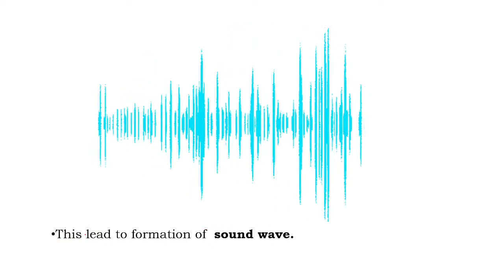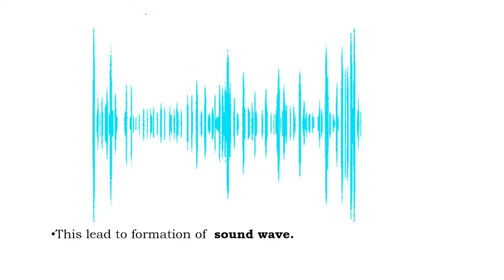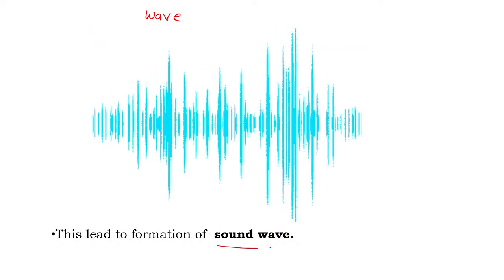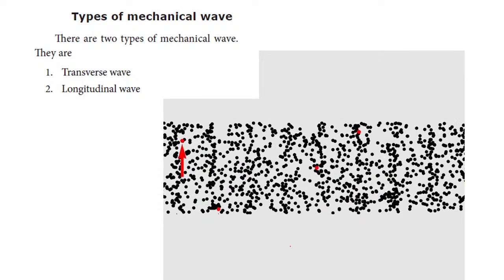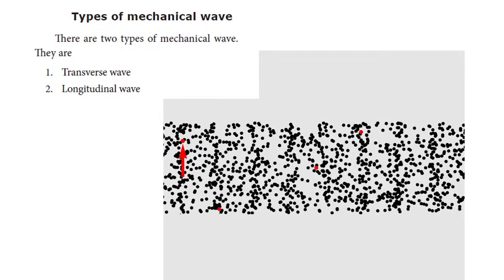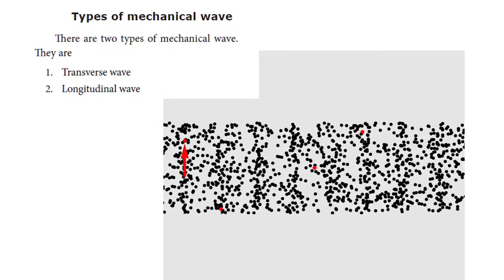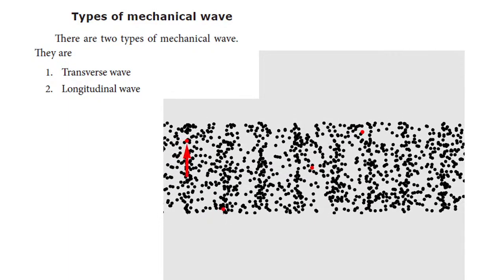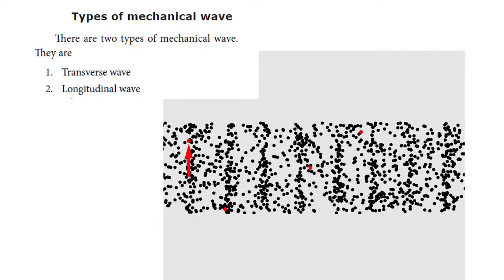So we know how sound travels from one place to another in the form of a wave. And what do we call it? We call it a sound wave. As I already told you, we call it a sound wave. Now there can be two types of sound wave. Depending on how the air molecules move, the pattern they create, two different types of sound wave can be generated. One is called a transverse wave, the other is called a longitudinal wave.